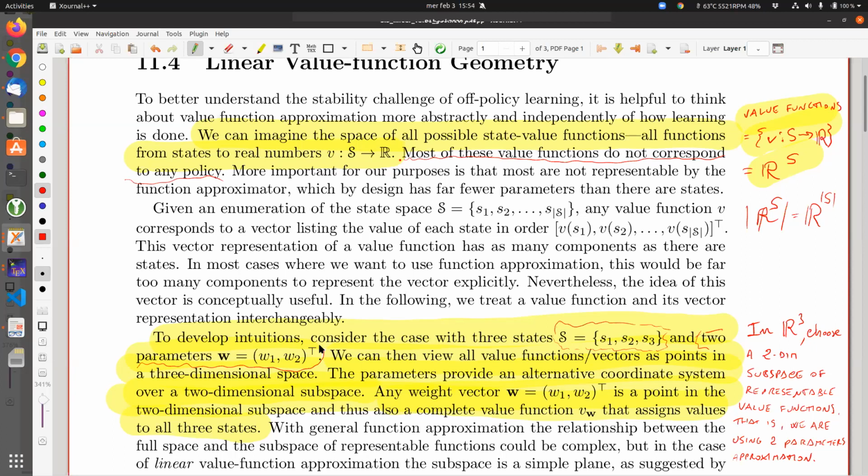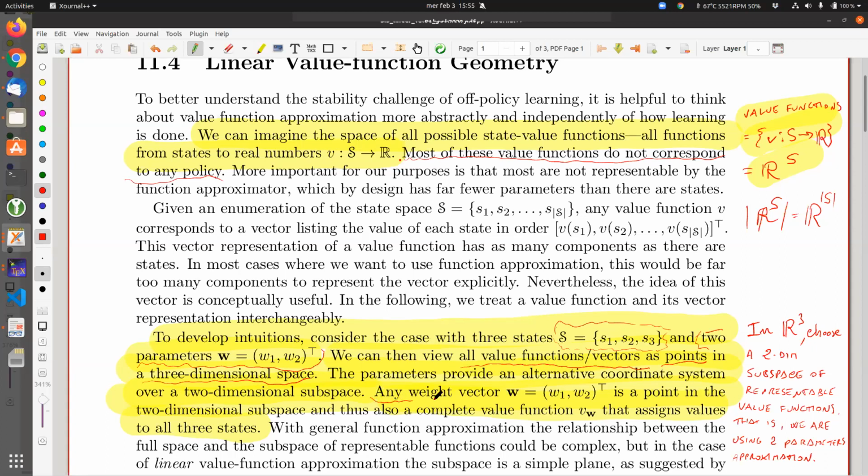So what this means is that all value functions are points in a 3-dimensional space. Okay, is this clear? Value functions are, in this case, R to the power of 3, so they are just in R3. The value function is a point in R3, and the values given by that function are just the coordinates of this. And the parameters are just giving an alternative coordinate system in a 2-dimensional subspace of this R3.